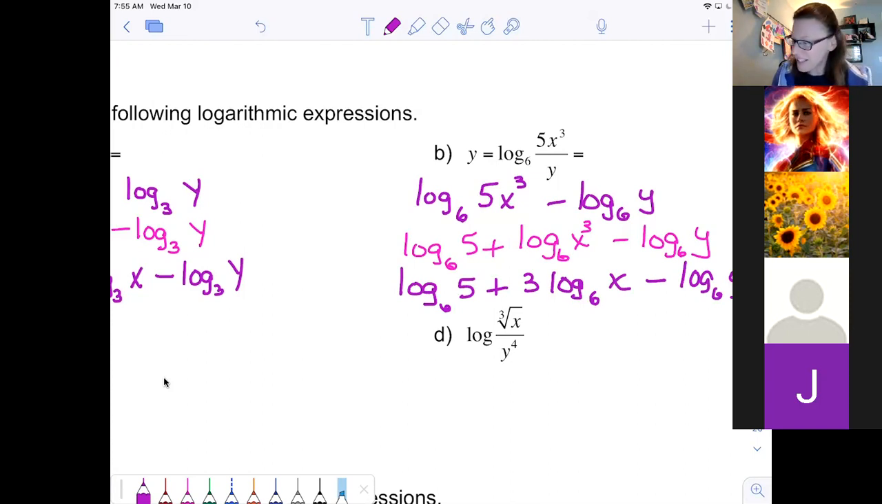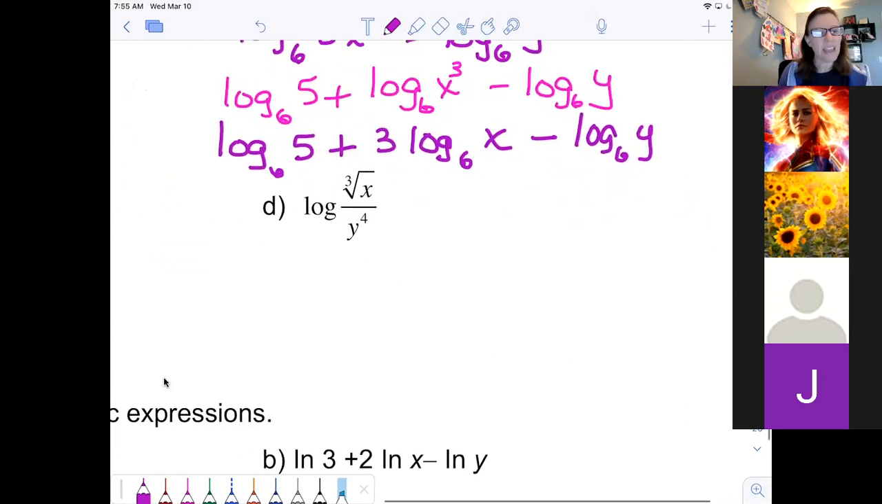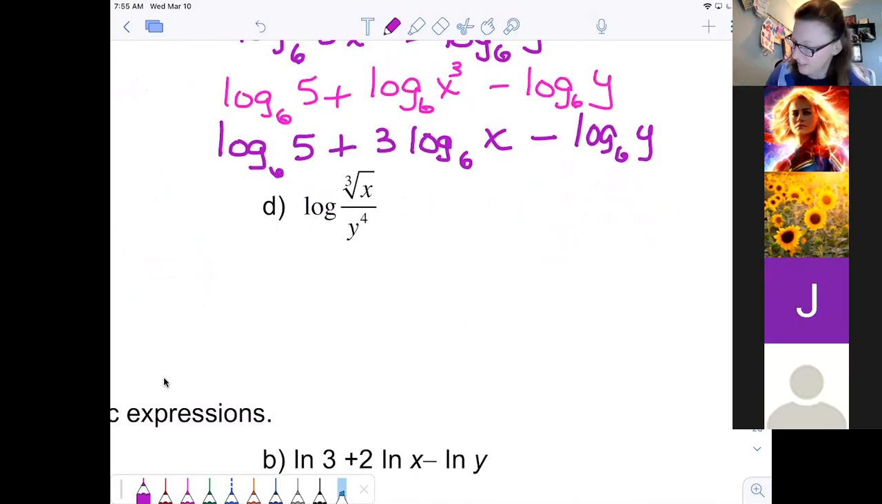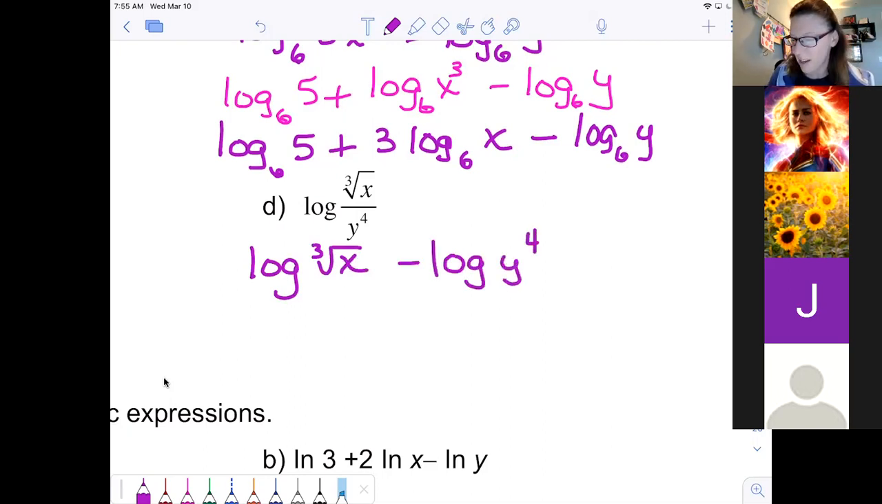All right. So as I said, we're going to look at letter D. Ava M., do you think you could try letter D? Yeah, so first I expanded it into log of the cube root of x and then minus log y to the 4th. Perfect. All right. What'd you do next? I'm not really sure, but would you have to go to the 3rd power for each of them? You are so close.